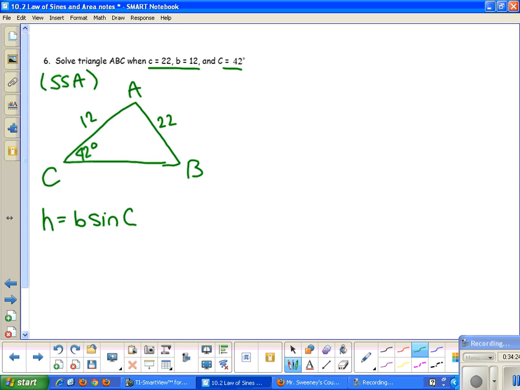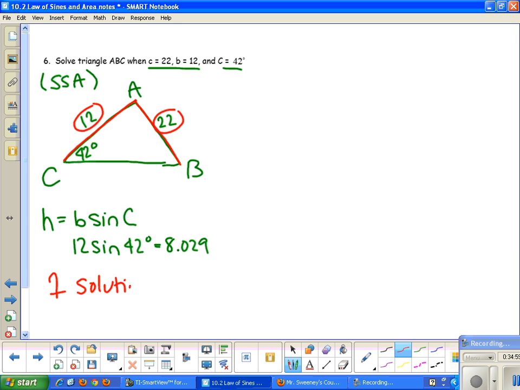Which is really equal to 12 times the sine of 42 degrees. So in this case, this is equal to 8.029. And actually, I didn't even need to figure that out because notice that this length here, even though my triangle is not drawn very well, is larger than this length. Anytime this length is bigger than this length, you're always going to only have one solution. So I know there's one solution. But we're going to solve this as if we thought there were two solutions. So I'm going to show you how to watch out for that.